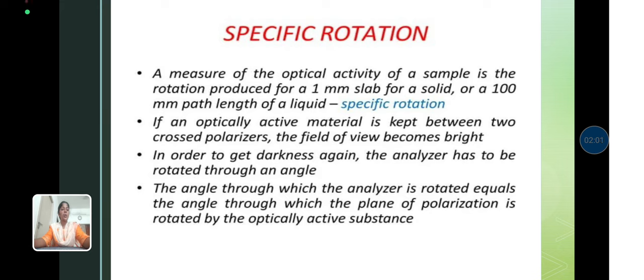A measure of the optical activity of a sample is the rotation produced for a 1 mm slab of a solid or a 100 mm path length of a liquid, called the specific rotation. If an optically active material is kept between two crossed polarizers, the field of view becomes bright. The angle through which the analyzer is rotated equals the angle through which the plane of polarization is rotated by the optically active substance.